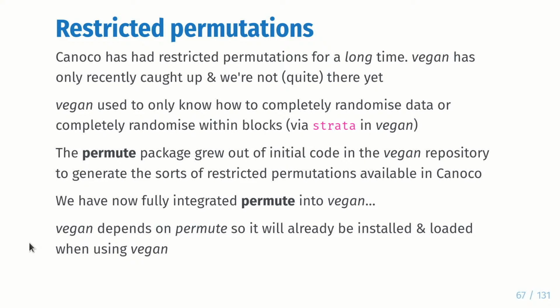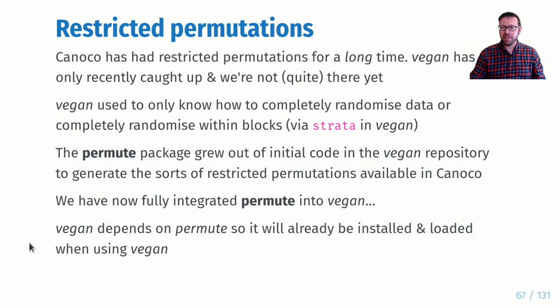Now, Canoco for a very long time has been one of the leaders in this area. It had a large number of restricted permutation tests that Cajo ter Braak coded up. Vegan has recently caught up. We're not quite there; Petr Šmilauer and Cajo keep adding extra little things. So we were on parity, and now there's an extra thing I think in Canoco 5.0 that we haven't got in vegan or in permute yet, but we're getting there.